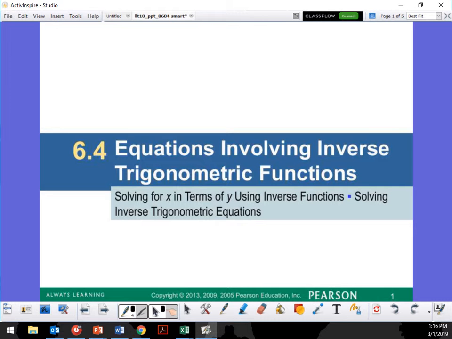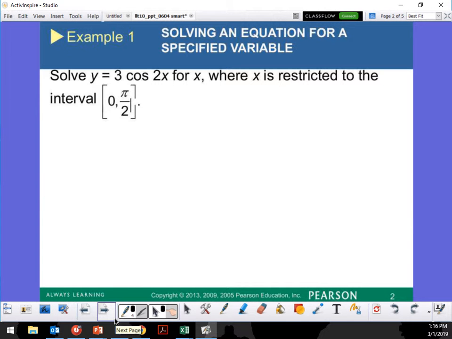All right, 6.4. Solve 3 cosine 2x for x, where x is restricted to the interval of 0 to pi over 2. Now, if you paid attention previously, what's the first thing you have to identify? It has to go to 0, right? It's got to equal 0. Is this one going to be equal to 0? Yes, okay, it's equal to 0.